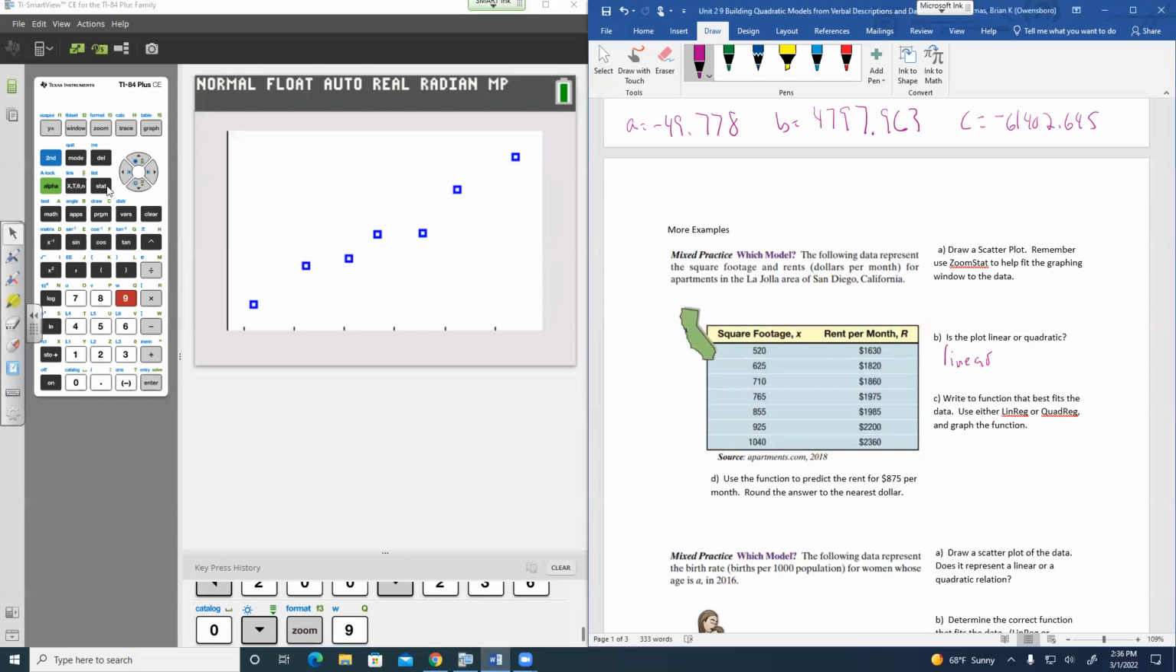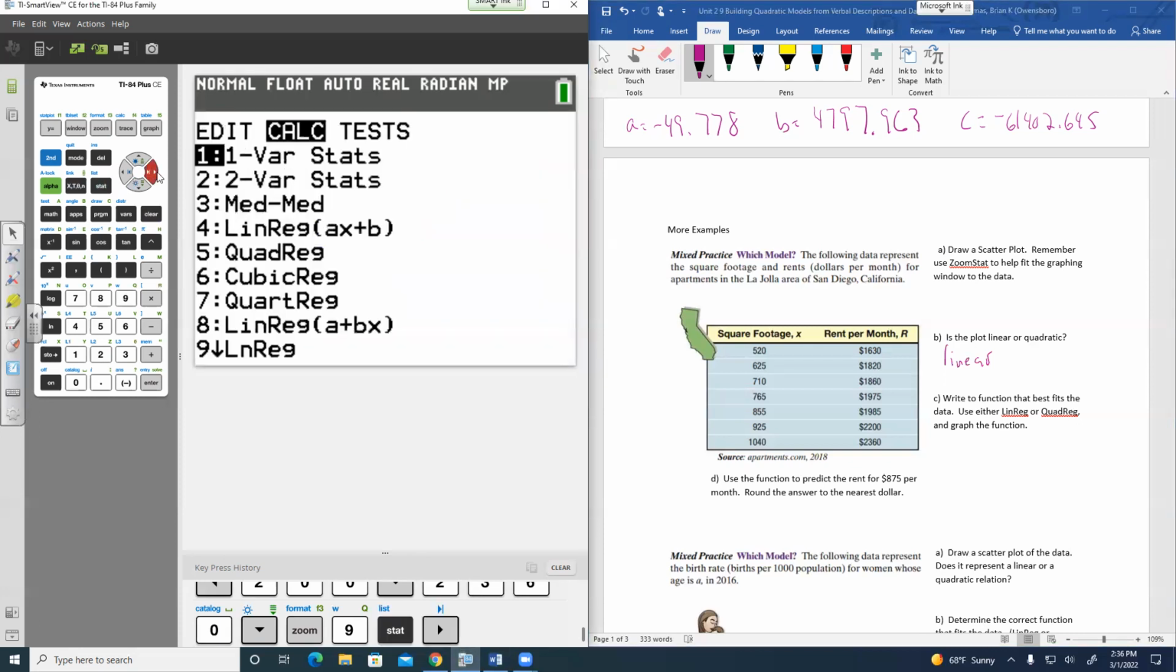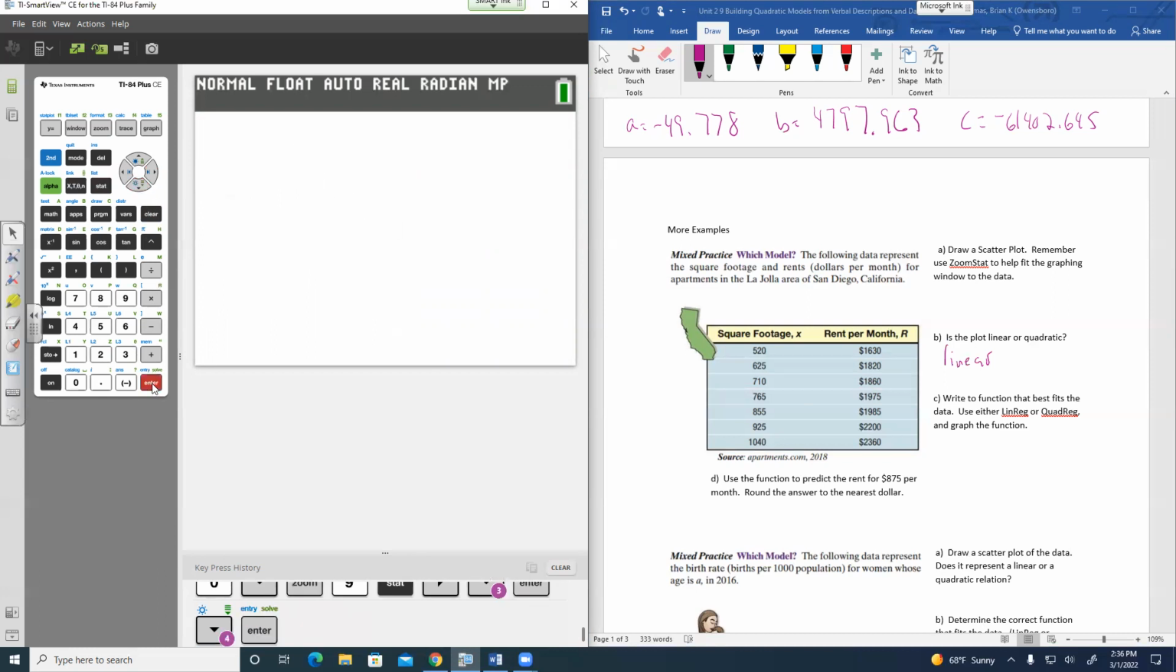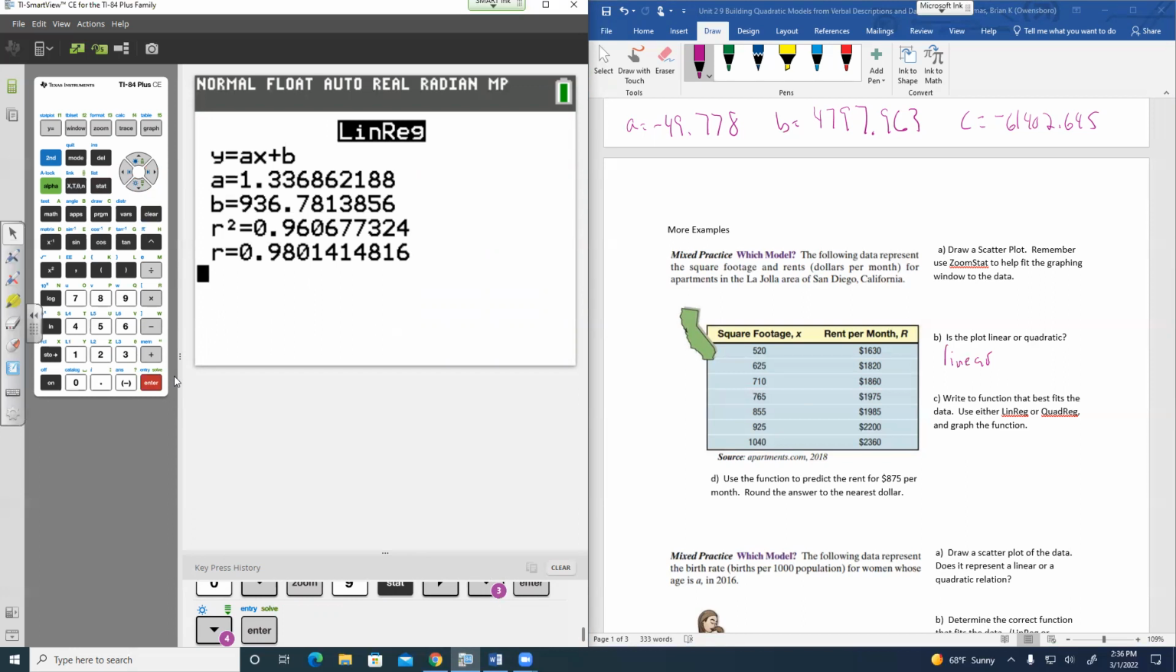Under stat, if we go to calculate, number 4 is the linear regression. We need the a and the b there, so we want to calculate that out. Remember, the a is the slope. So we have f of x equals, and again, we want to round this to 3 decimal places: 1.337x, and then the y-intercept is positive, 936.781 when rounded to 3 decimal places.